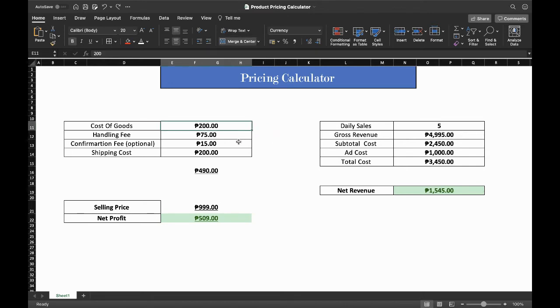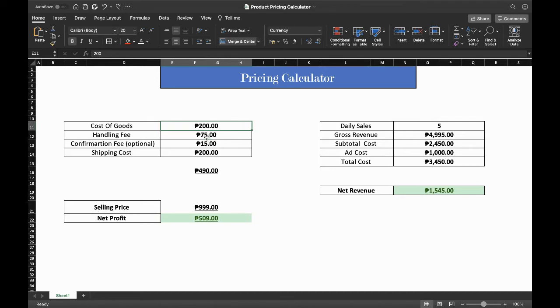That means that for every item that you sell, which in this case, let's just use this massage gun, which is about 400 or 500 pesos. We forgot what it was, but let's say that this is 200 pesos, right? Pretty good item, by the way. 200 pesos, we're going to put that here.